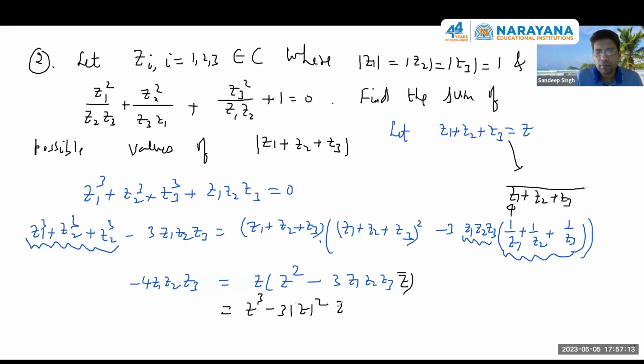Z bar will become mod z square, है ना. अब आप क्या करेंगे? अब आप लेफ्ट साइड में ले आएंगे इस फैक्टर को. You will bring in this factor to the left side. So this will become 3 mod z square -4.